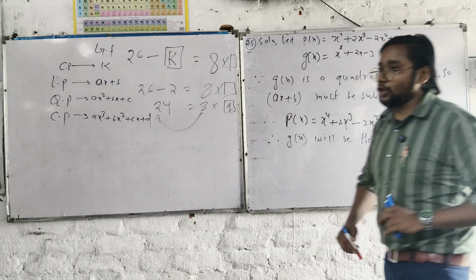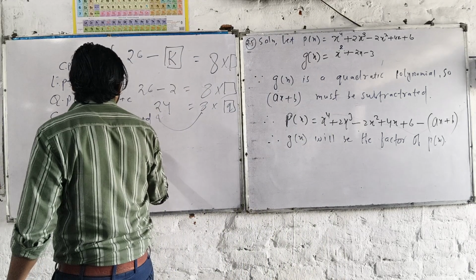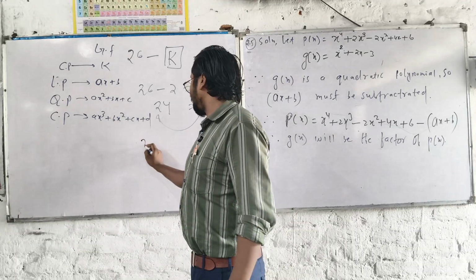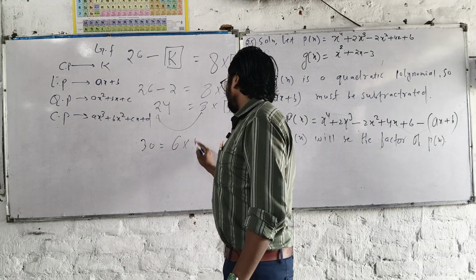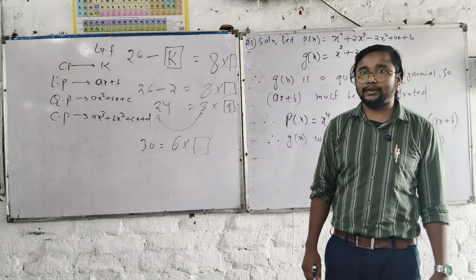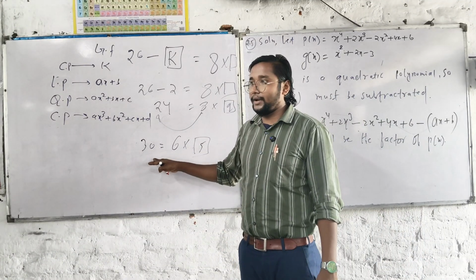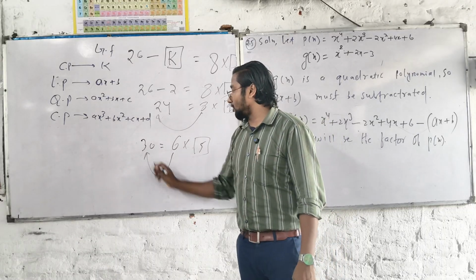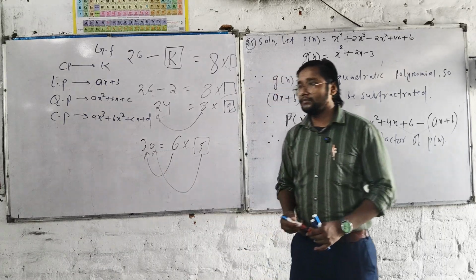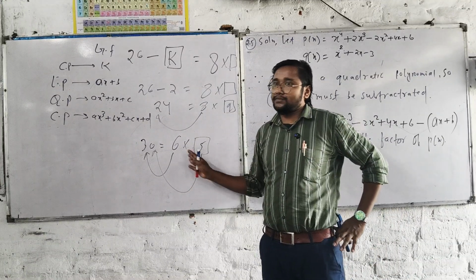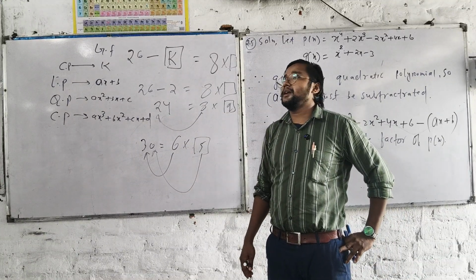Let me tell you now what I told you last time. Perhaps you remember that. For example, if I have 30, now 30 equals 6 multiplied by 5, right? So what can I say? 6 is a factor of 30, as well as 5 is a factor of 30.